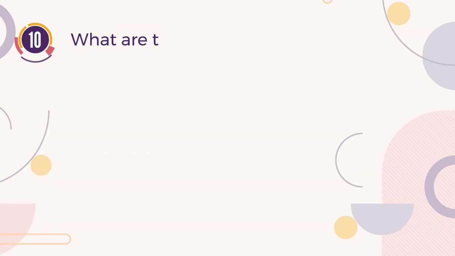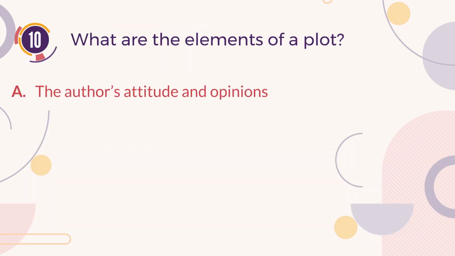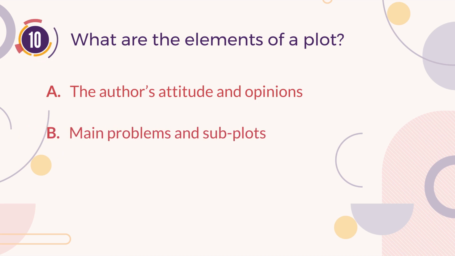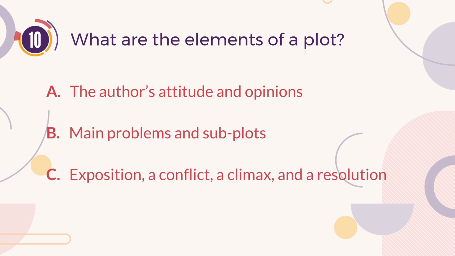Number 10. What are the elements of a plot? A. The author's attitude and opinions. B. Main problems and subplots. C. Exposition, a conflict, a climax, and a resolution. D. Events and resolution.